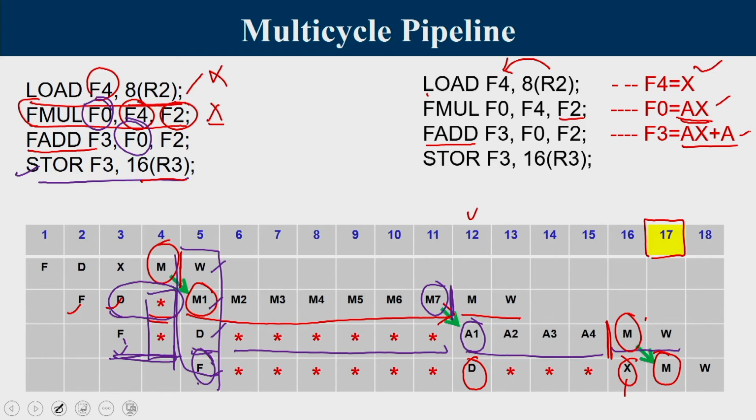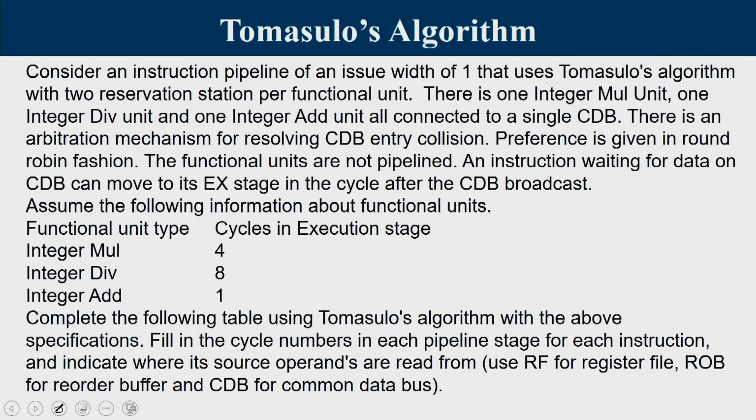So, that is all about this question. Moving on to the next one. This question is all about Tomasulo's algorithm. Consider an instruction pipeline of an issue width of 1.